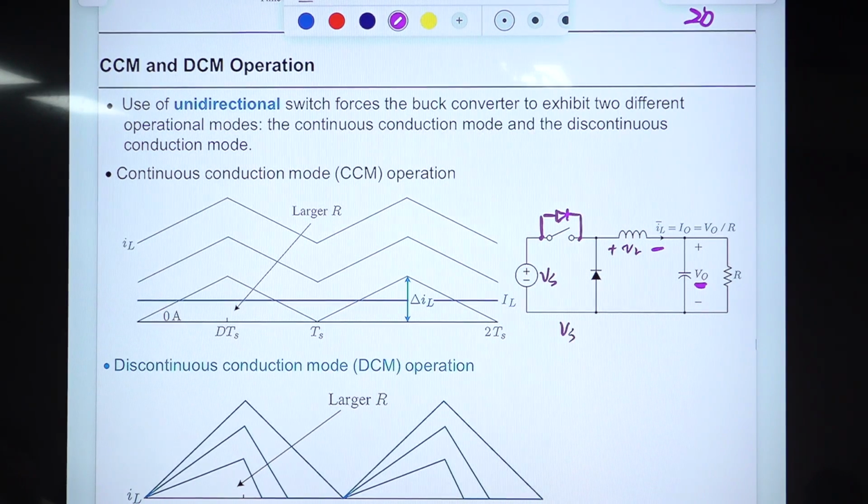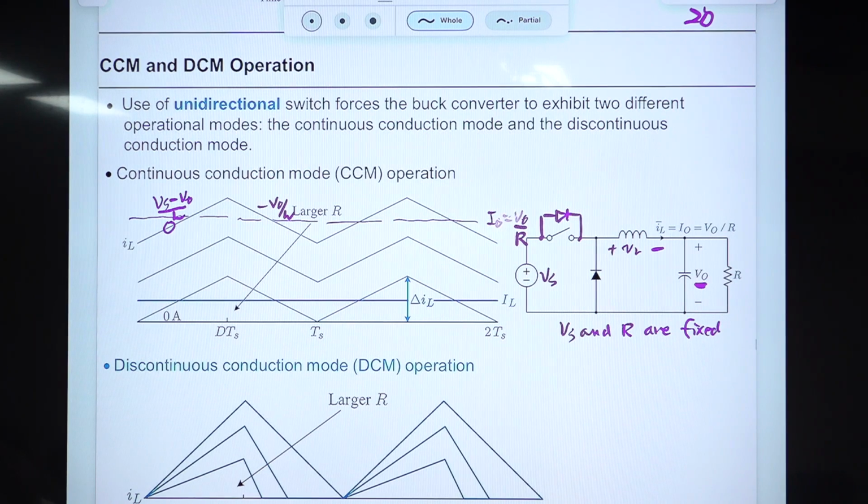Now Vs and R are fixed. Then the on-time slope is Vs minus Vo divided by L. The off-time slope is minus Vo divided by L. And the average value of this waveform is the load current IO. So IO is Vo divided by R. This one is okay.